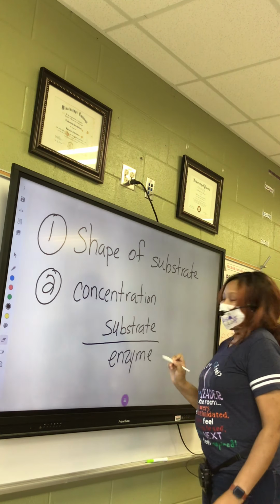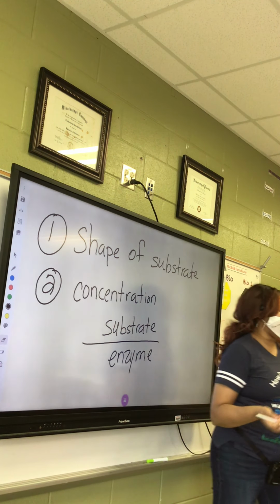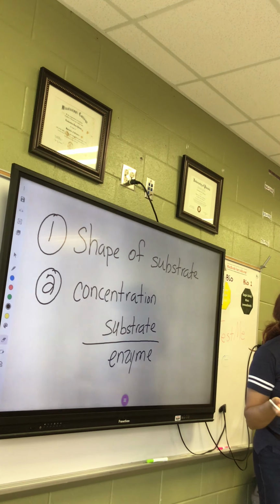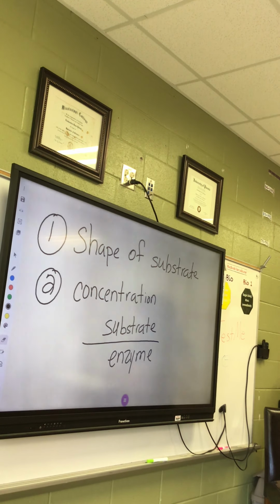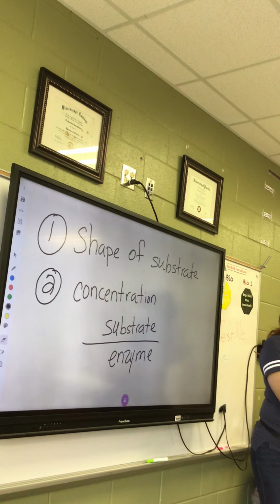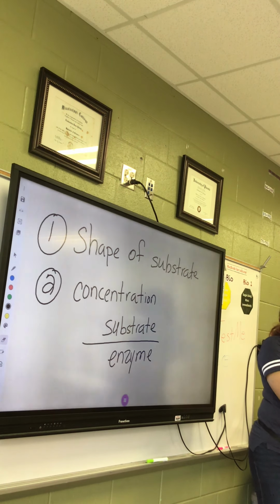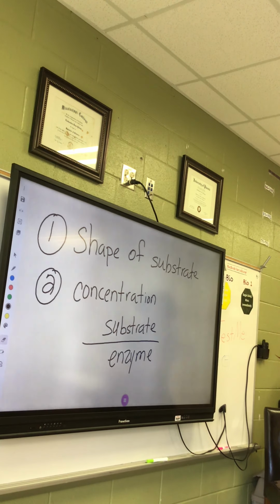If a reaction starts to slow down, you put in more substrate, and it'll speed back up. But if you take out substrate, what's going to happen to the reaction? It's going to slow down. So there needs to be a good ratio of enzyme to substrate to make sure that the reaction continues to happen at the correct pace. Y'all with me?